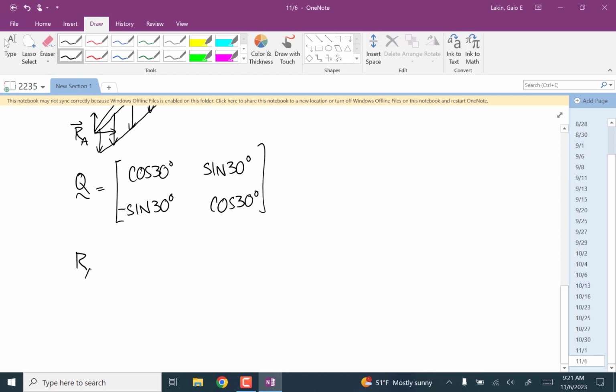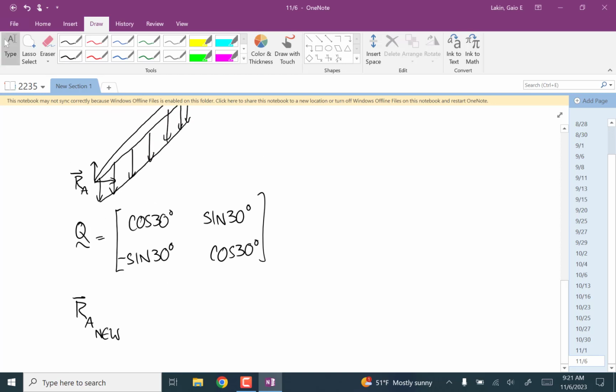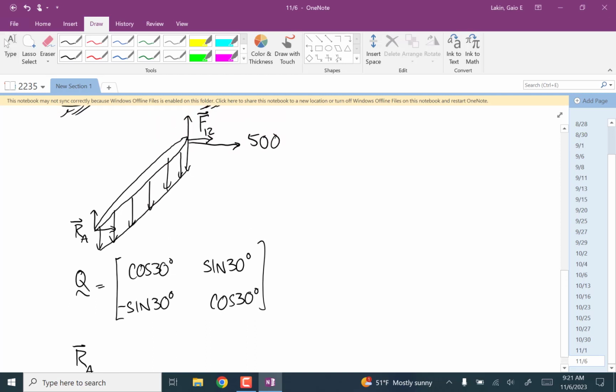So RA, I'm going to call it RA new, like in the new coordinate system. Oh, wouldn't that be 60 degrees? I know you did 30 in the last one. I did 30 on the last one. Equilateral. It would be 60, you're right. Dang it. Well, okay, let's correct that. Thank you.